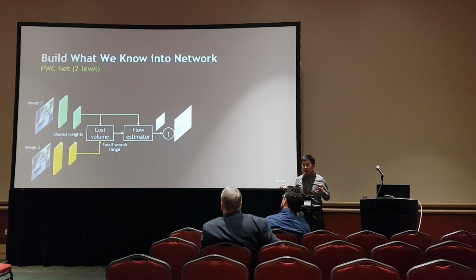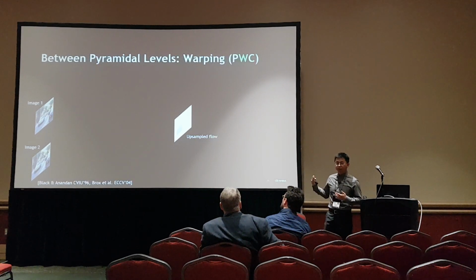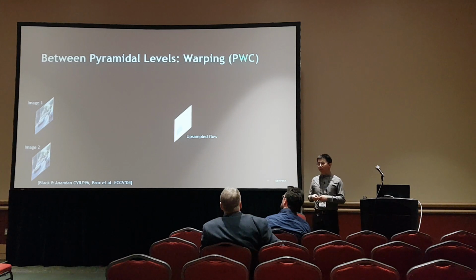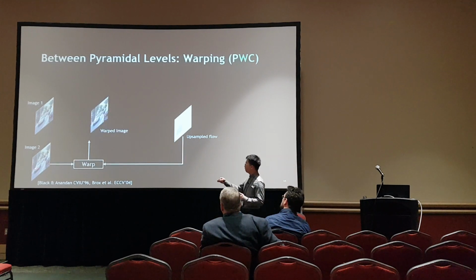So now the question is, we have both the upsampled flow and features of the two images. How can we reuse the upsampled flow? And here is another great principle from the literature called warping. I will use this image to explain the idea. Given the upsampled flow, we can just warp the second image according to the flow field. This gives us the warped image.